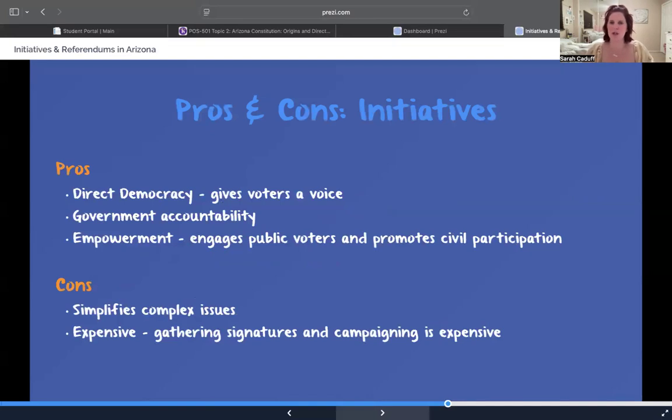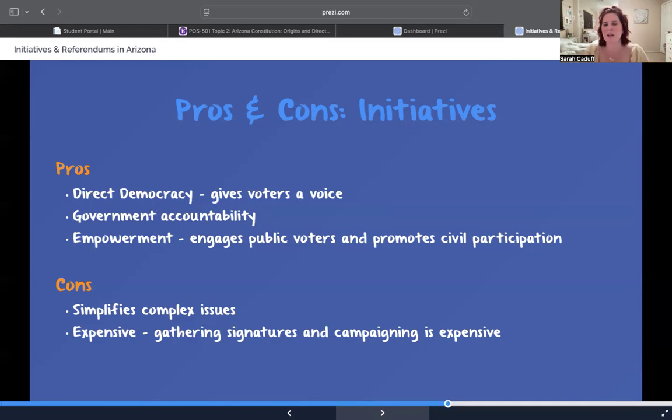Now let's look at the pros and cons of initiatives. So the pros: we talked about direct democracy, right? It's giving voters the voice. So we obviously have laws that our legislators come up with. We vote for those legislators, but when it comes to initiatives, it's the voters that get the voice. The voters are the ones that come out and vote yes or no. They are the ultimate deciding factor on whether these initiatives go into play or not.